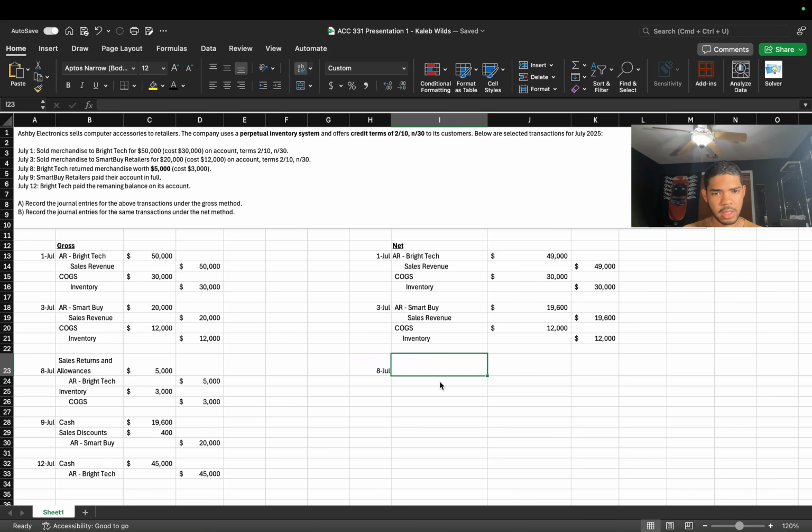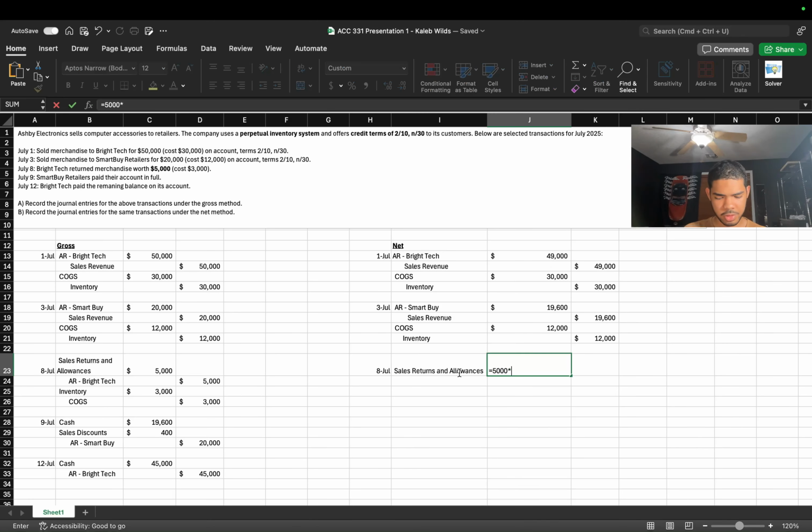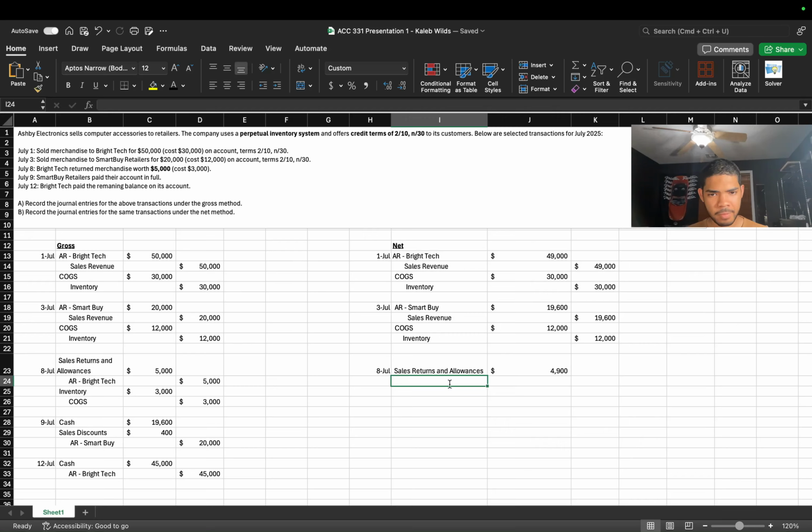So then moving forward to July 8th, BrightTech returns merchandise. Now again, this is within the discount period of the original purchase date. So this is still going to be discounted. We have to make sure we keep this in line with what happened up here, because we discounted it at the very beginning. If we didn't discount this $5,000, we'd basically be returning more than they paid for on account, which doesn't make any sense. So this account is going to be the exact same, and we're just going to discount this by that 2%. And then again, their accounts receivable are going to go down by the same amount.